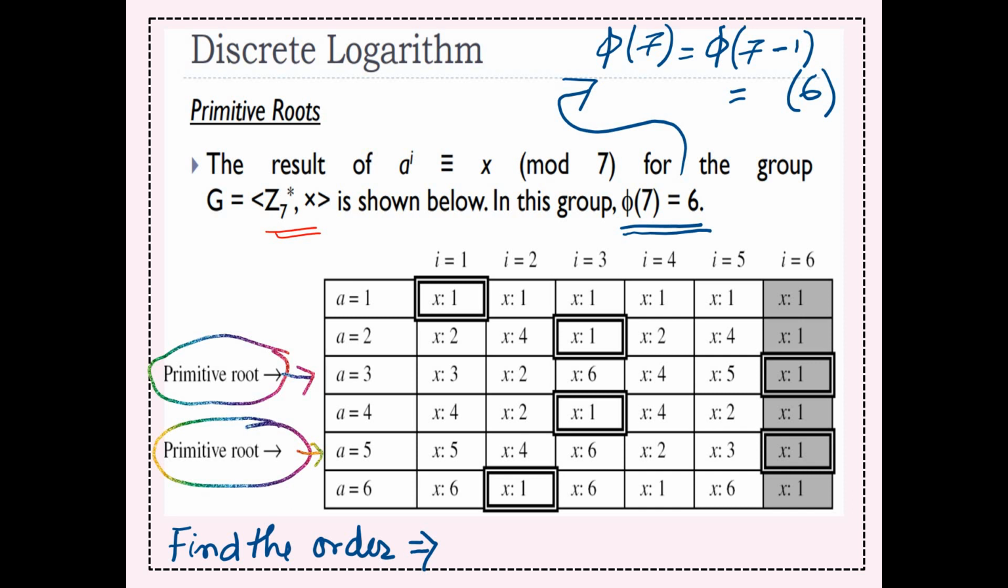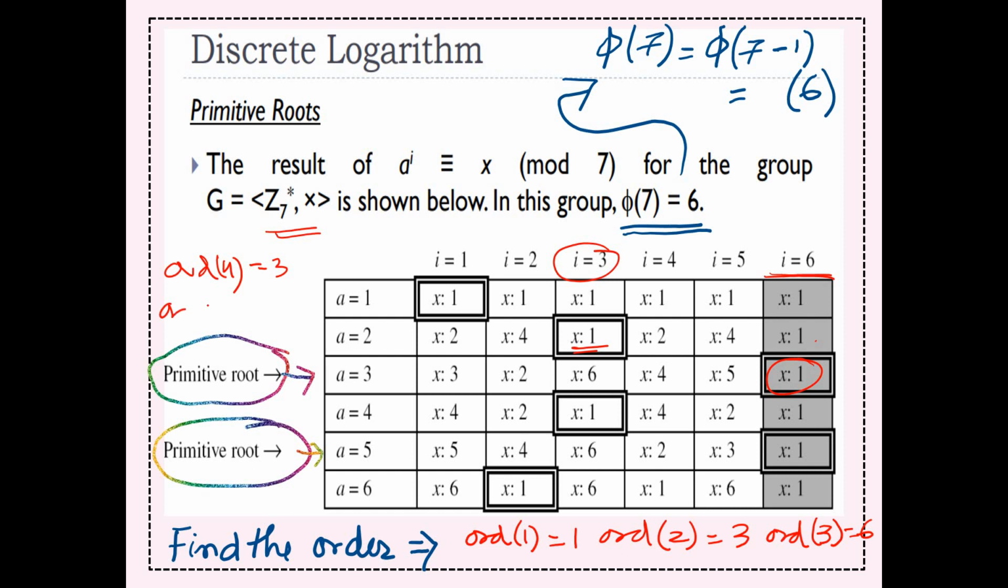So what will be the order of 1? Find the order. Suppose I write order of 1 is 1. Order of 2: see, at i equal to 3 this is equal to 1. Although at i equal to 6 it's also coming, as we have to consider the minimum value of i, the order of 2 will be 3. Similarly, order of 3, over here it's coming, so it's 6. I'm writing the rest over here. Order of 4 is 3. Order of 5 is 6. And order of 6, sorry, this one only, 6 only.